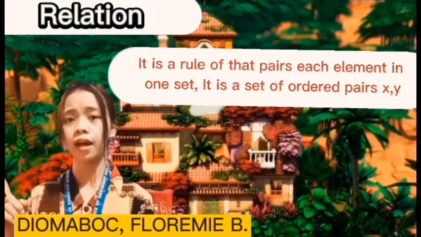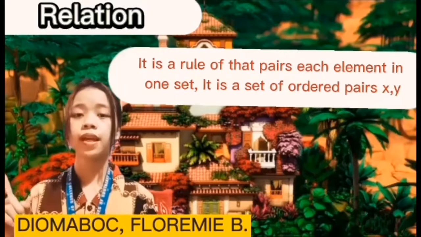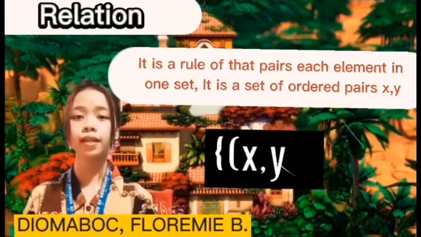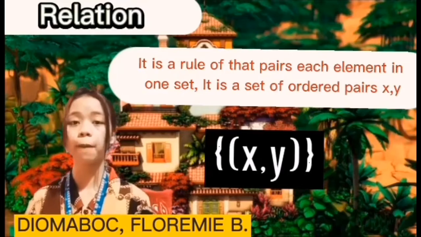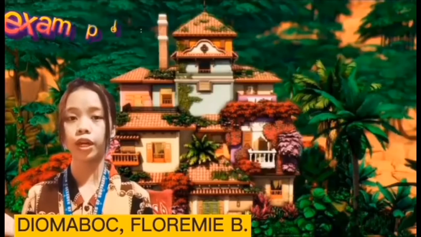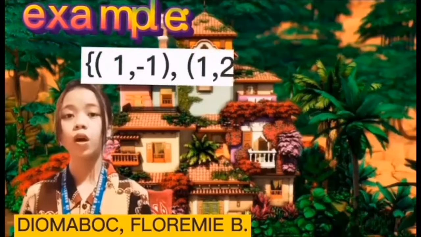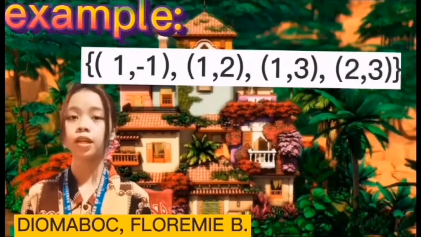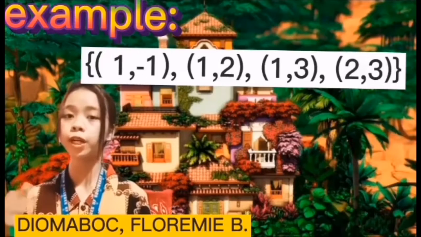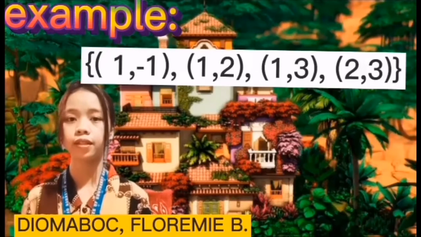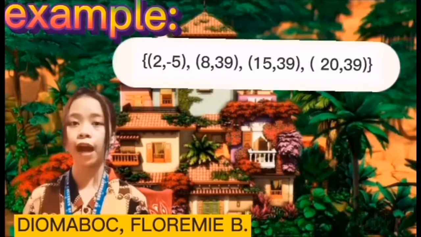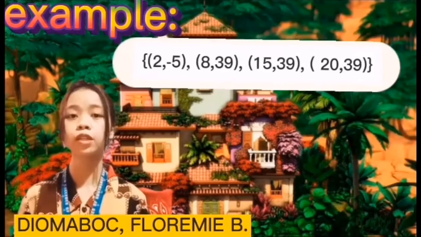As we can see in the definition of relation, it is a set of ordered pairs. So in one set, there are ordered pairs inside. This is an example of a relation: (1, -1), (1, 2), (1, 3), and (2, 3). This is an example of a relation because in one set we have ordered pairs inside the set. Another example of a relation: (2, -5), (8, 39), (15, 39), (20, 39).